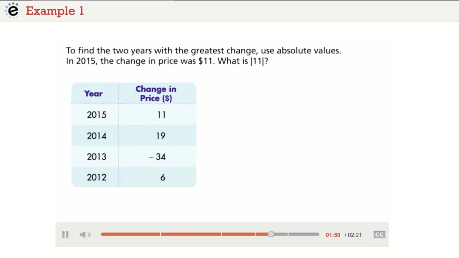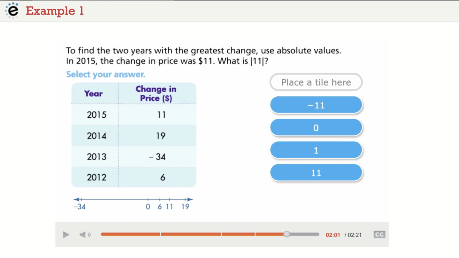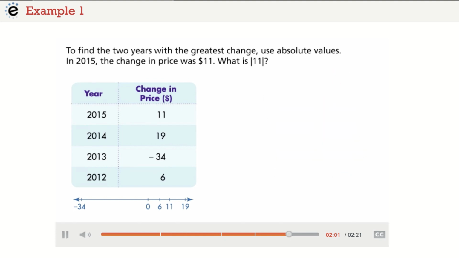To find the 2 years with the greatest change, use absolute values. In 2015, the change in price was $11. What is the absolute value of 11? Select your answer. So is the absolute value of 11 negative 11? Is it negative 11 units from 0? Is it 0 away from 0? Is it 1 unit away from 0? Or is it 11 units away from 0? What is the absolute value of 11? Hopefully you said that it is 11.